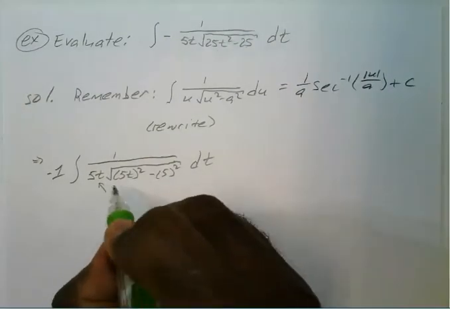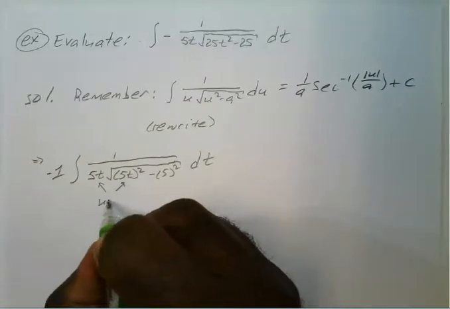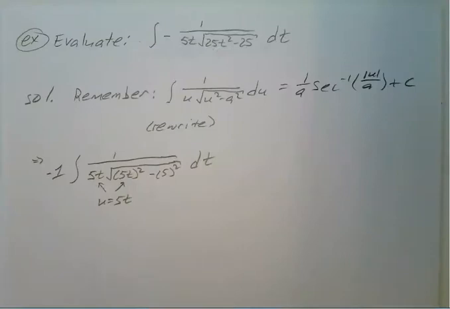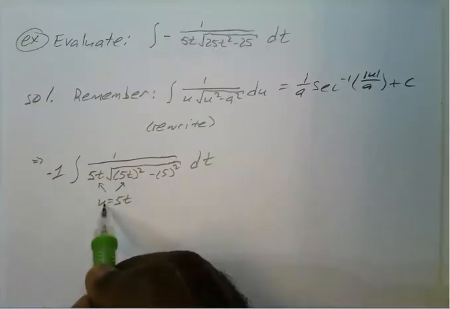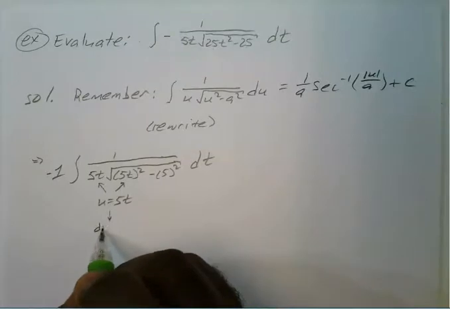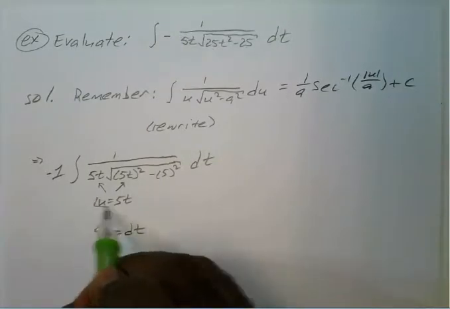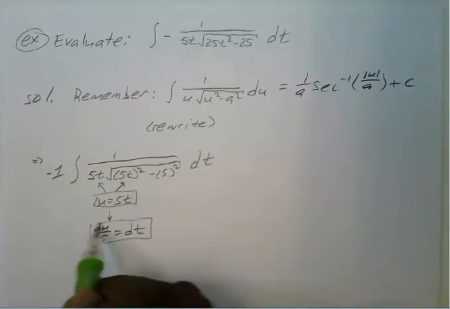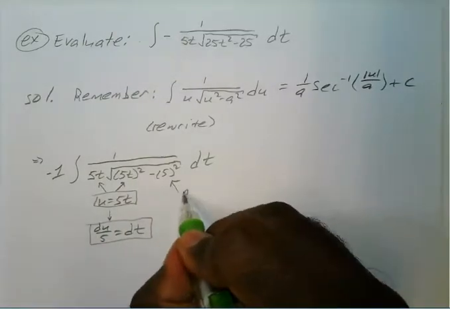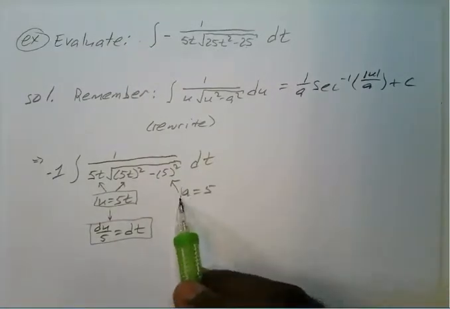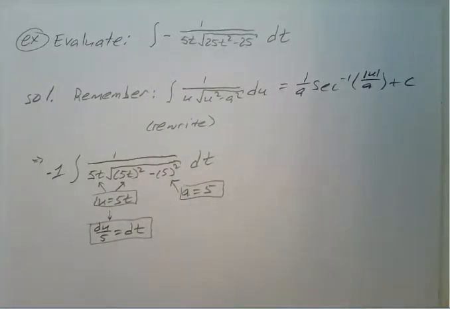Okay, so of course, our u is equal to 5t, which means our du is equal to 5 dt, and divide both sides. That means that du over 5 is equal to our dt. You have that, and you have that, and we know here that our a is equal to 5. So once again, everything we need to move forward.